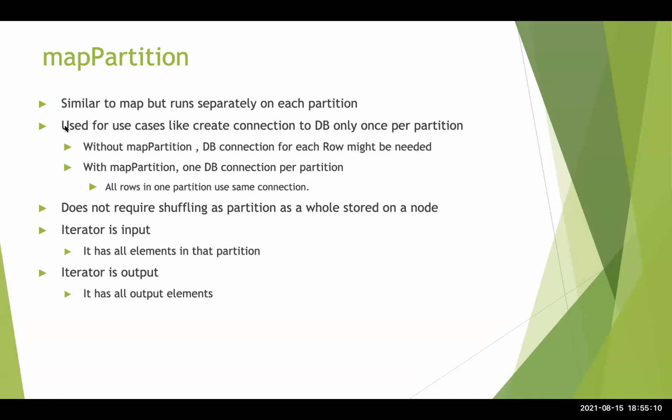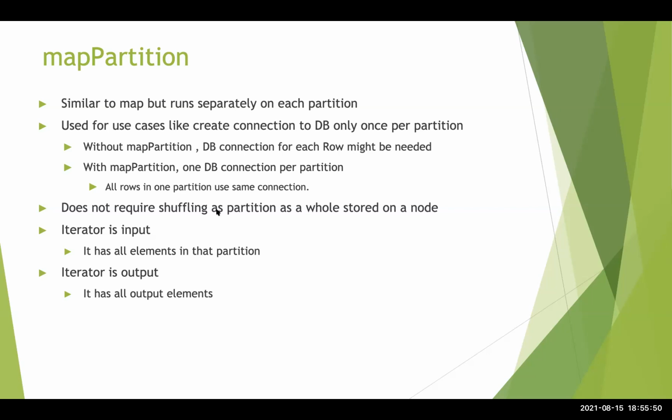So I'll just read it out loud so that everyone understands it. It is similar to map, but runs separately on each partition. It is used for use cases like creating a connection to the DB only once per partition. Without mapPartitions, a DB connection for each row might be needed. The example which I gave, right? There are 1 million rows, so you will be connecting 1 million times. But with mapPartitions, 1 DB connection per partition is needed. And so once you get this data, all the rows in that partition can use it in your mapPartitions function.